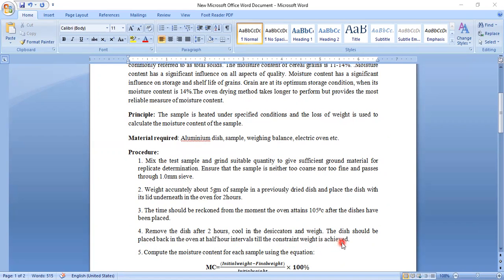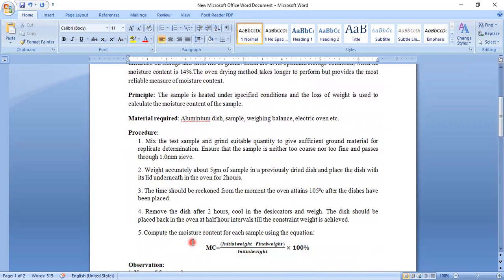Now the dish should be placed back in the oven at half-hour intervals till the constant weight is achieved. Suppose during this experiment you have observed that the moisture content obtained is not constant. So for getting constant results for your moisture content, or a constant weight, before finding out the moisture content, we are just weighing the amount of sample. If your results are not coming constant, you have to keep drying your sample, and after that finally you take the weight.